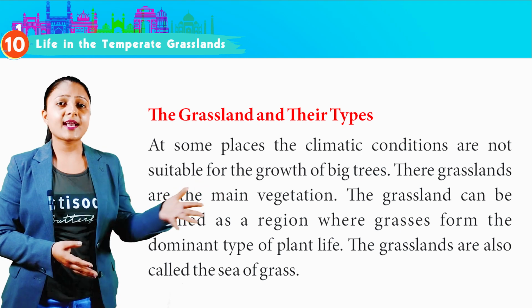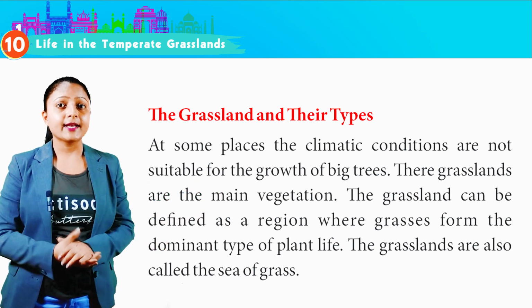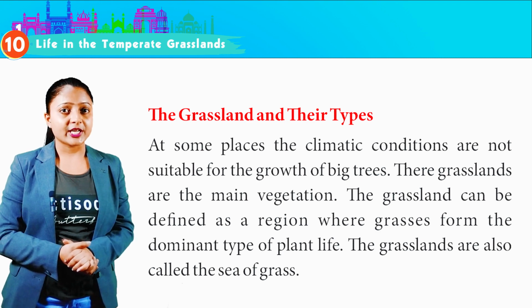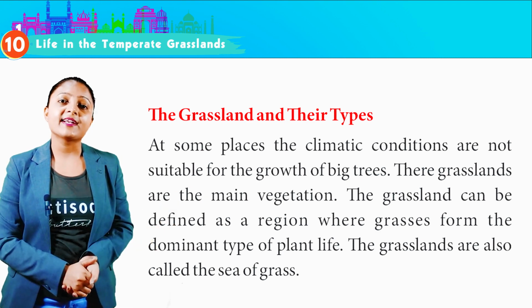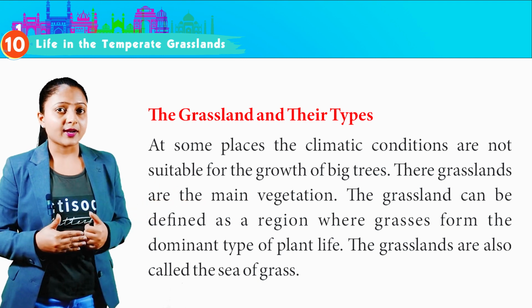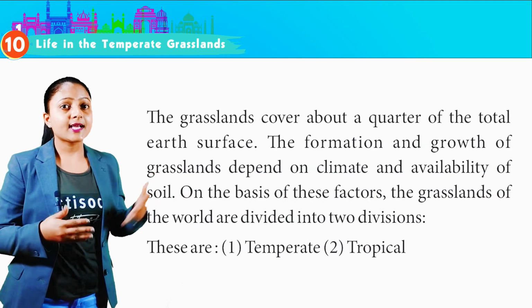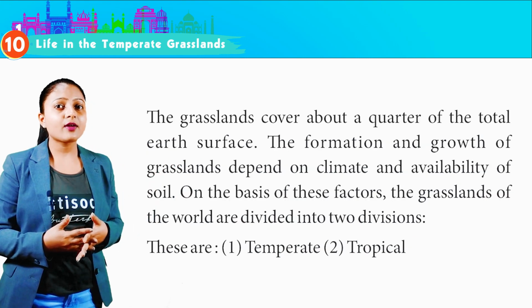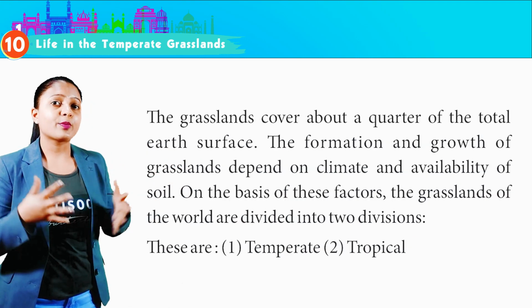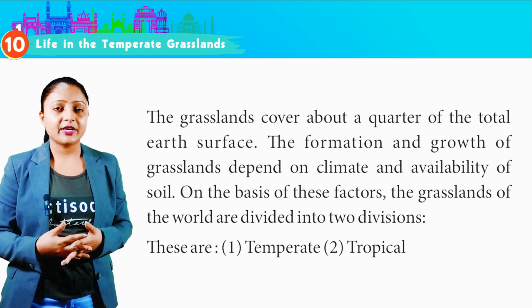At some places, the climatic conditions are not suitable for the growth of big trees. There, grasslands are the main vegetation. The grasslands can be defined as a region where grasses form the dominant type of plant life. The grasslands are also called the sea of grass. The grasslands cover about a quarter of the total Earth's surface. The formation and growth of grasslands depend on climate and availability of soil.